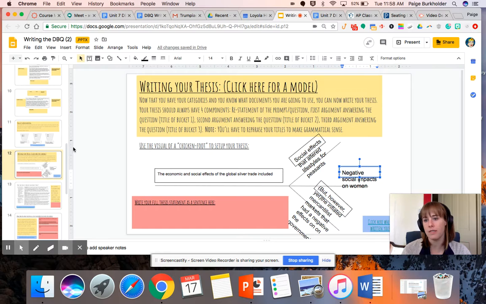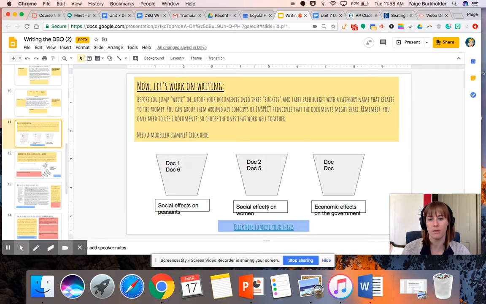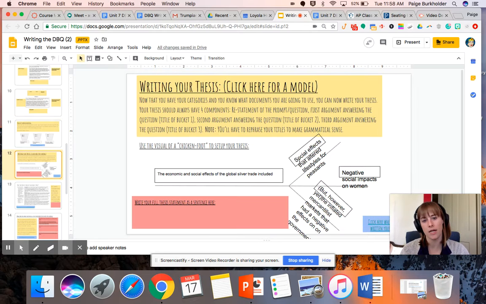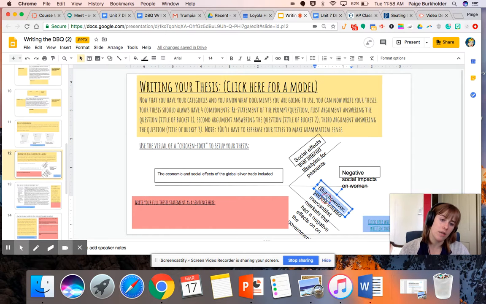So here we had our bullet point categories: social effects on peasants, social effects on women, economic effects on government. Here we say social effects that altered the lifestyle, negative social impacts on women. Just a little bit more depth to that iceberg. And then for your counter thesis, to set yourself up with a counter thesis, you can use words like but, however, or yet. Okay, so that's a good indicator to the reader that you're going to give them an alternate perspective.